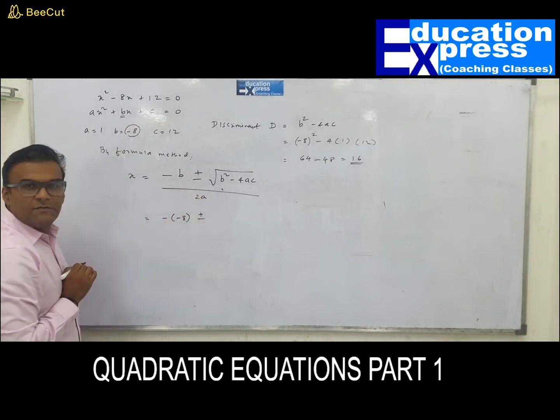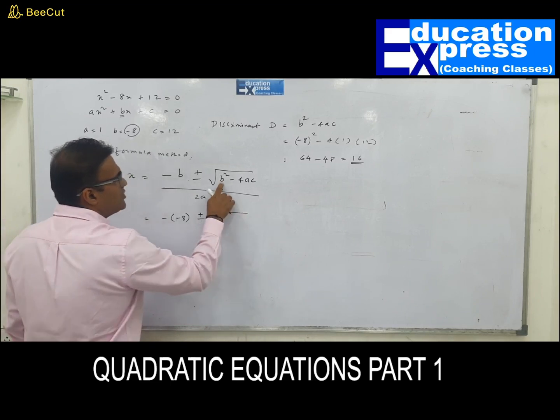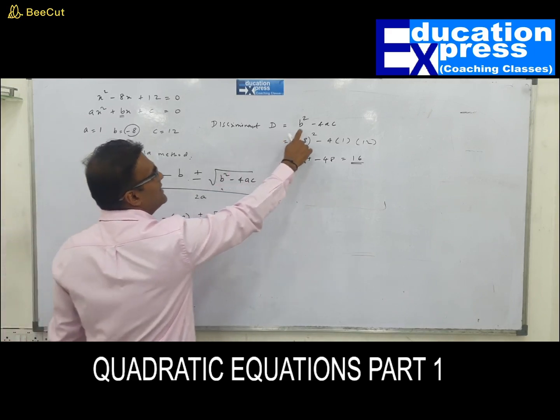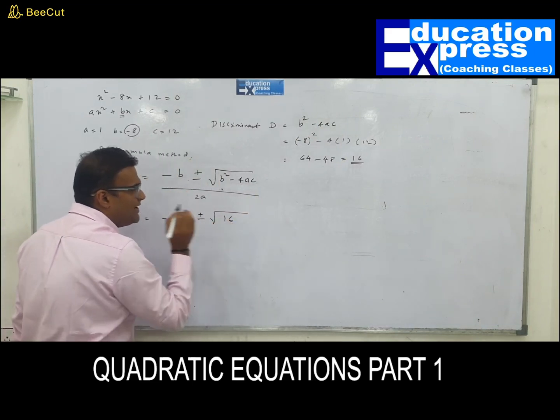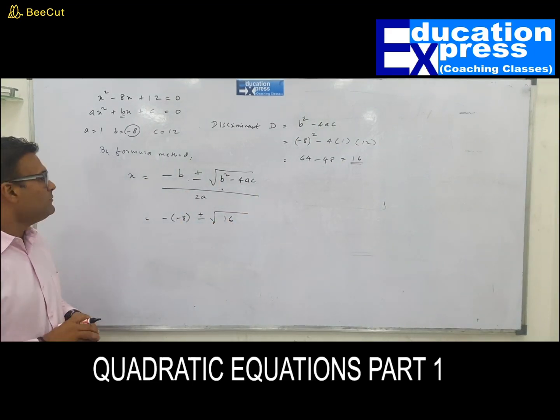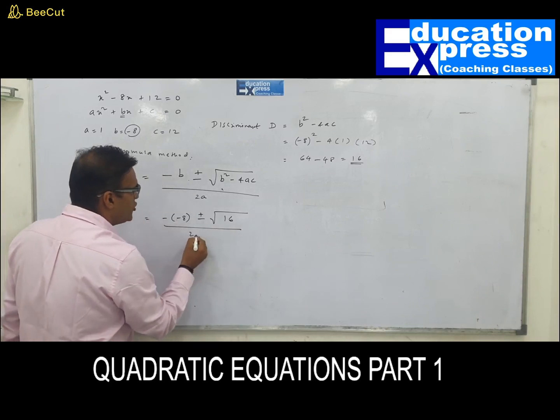Plus or minus square root of b square minus 4ac. This is nothing but the discriminant, b square minus 4ac. I am already ready with it. What is the value of that? 16. The whole upon 2 into a.